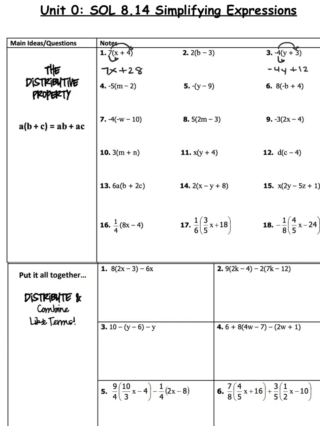All right? Number 5. We'll start by number 5. This is going to be a popular one. So you see the negative sign outside of your parentheses.